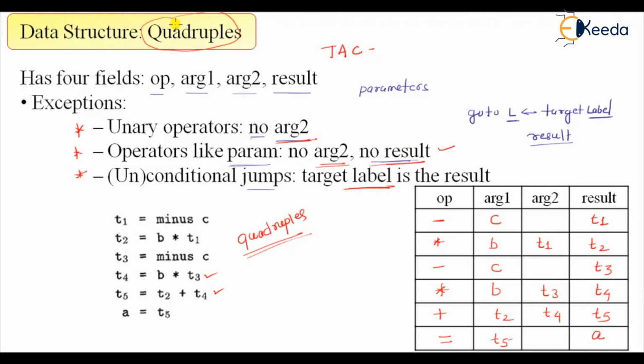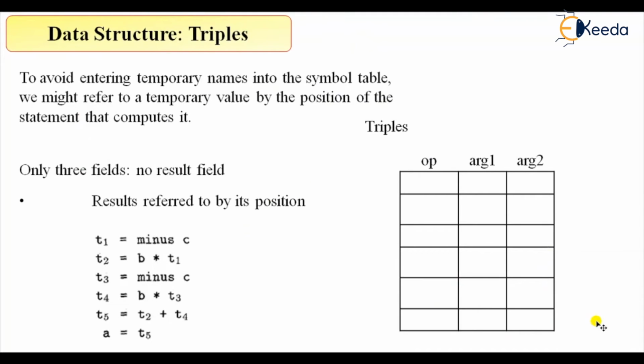Welcome again, and the next data structure used for storing this 3-address code is the triples. The idea is to avoid temporary names in the symbol table. To avoid temporary names in the symbol table, we refer to a temporary value by its position, that is, the position of the statement that computes it.